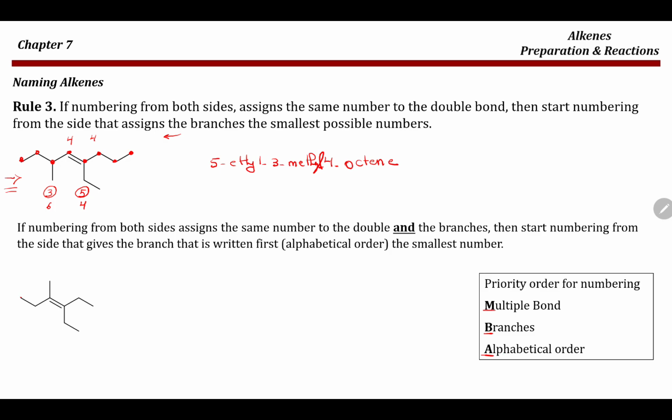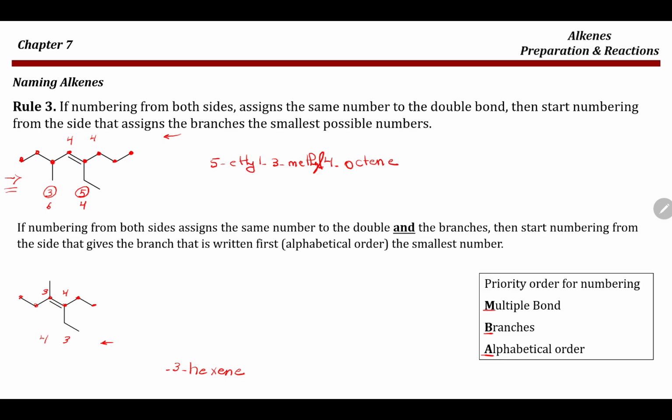For example here, 1, 2, 3, 4, 5, 6. So this is the longest chain. This is hexene. Counting from the left or right side, your double bond will be at position 3. So this is 3. With respect to the branches, starting from the left side, 3, 4. Starting from the right side, also 3, 4.